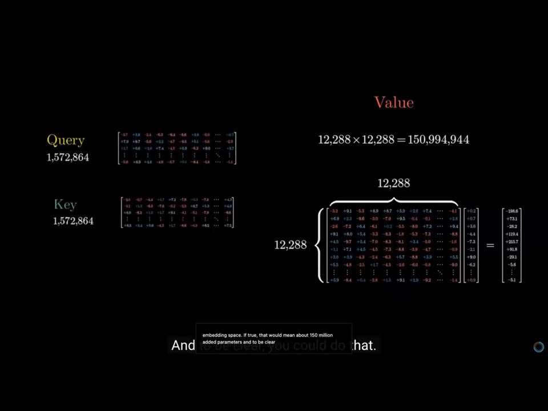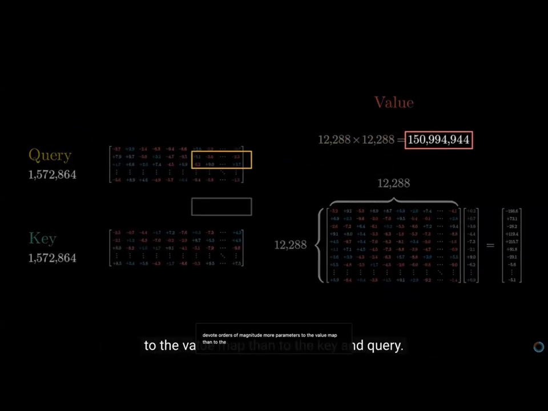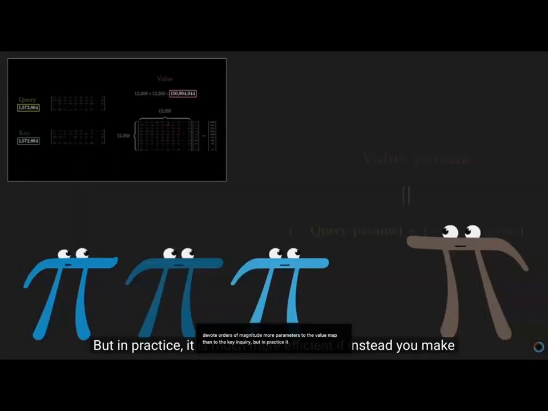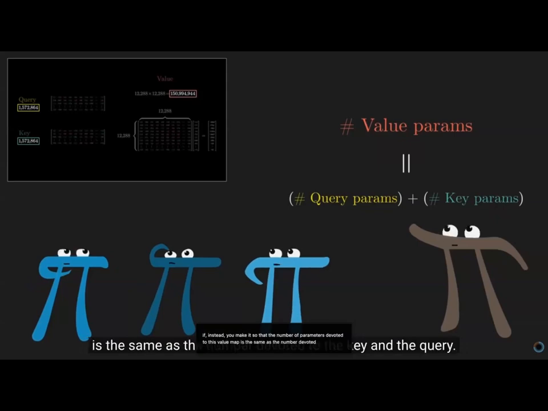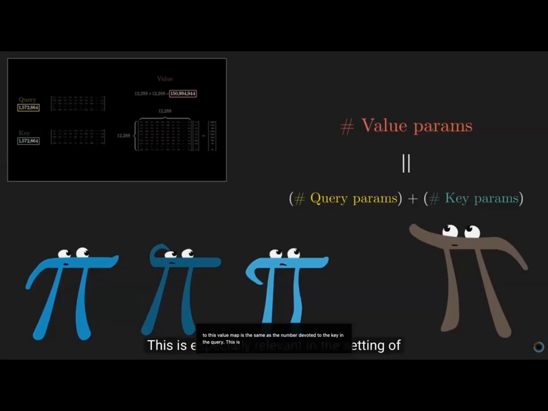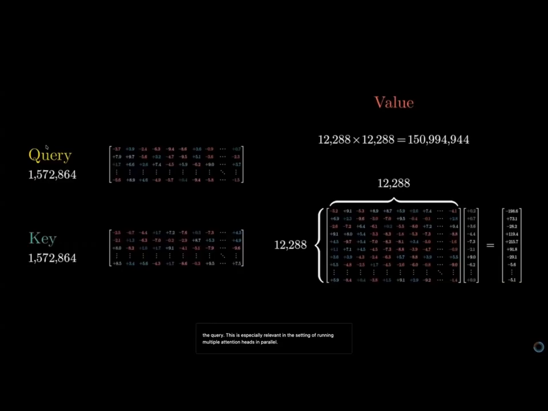And to be clear, you could do that. You could devote orders of magnitude more parameters to the value map than to the key and query. But in practice, it is much more efficient if instead you make it so that the number of parameters devoted to this value map is the same as the number devoted to the key and the query. This is especially relevant in the setting of running multiple attention heads in parallel.